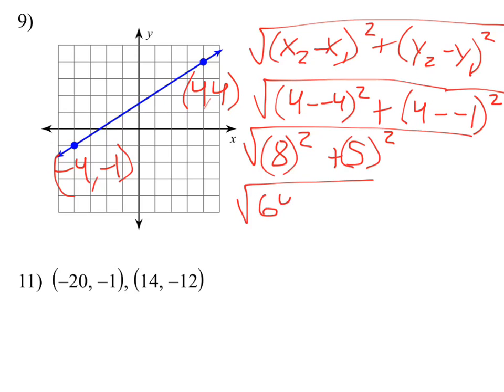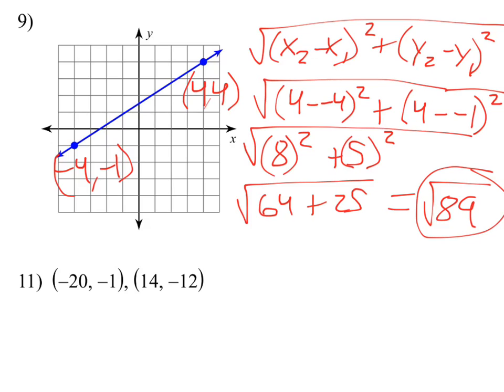Well, 8 squared is 64. 5 squared is 25. And if you add those guys together, you're going to get 89. So square root of 89 for number 9.